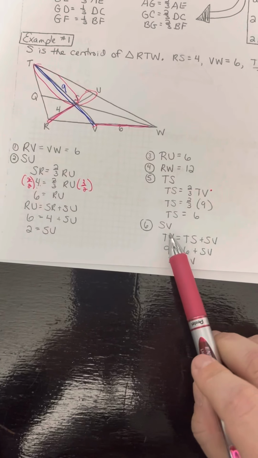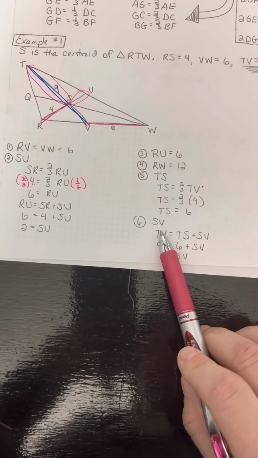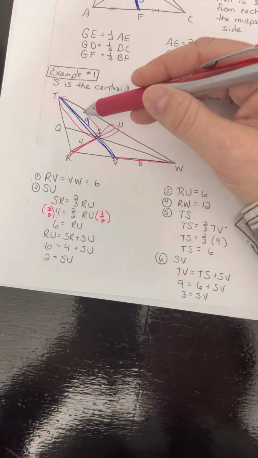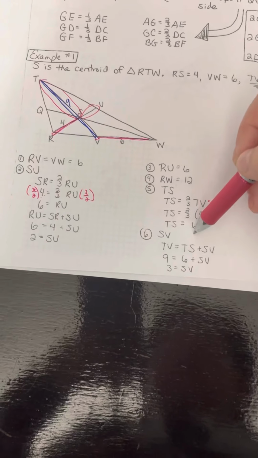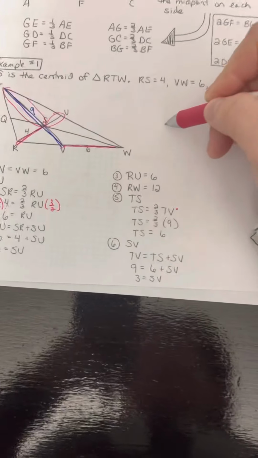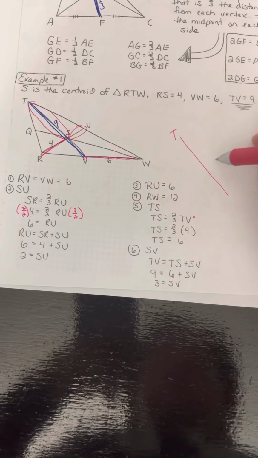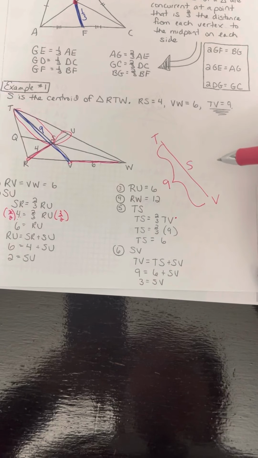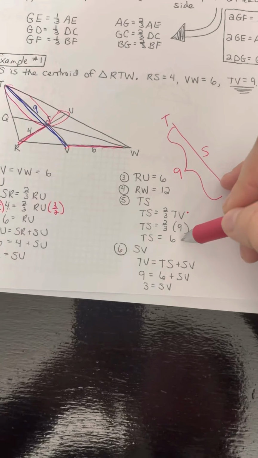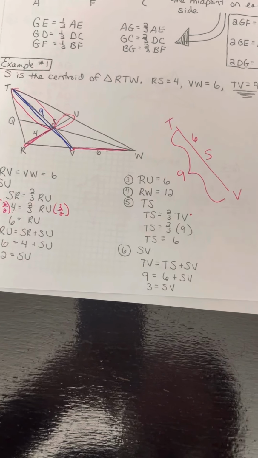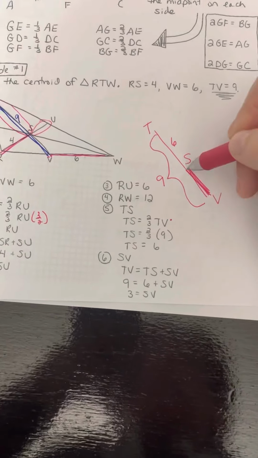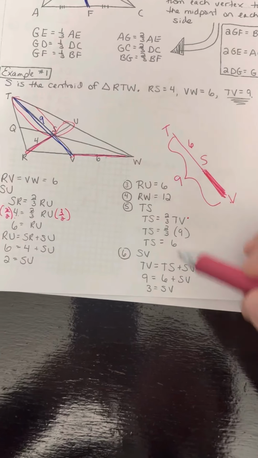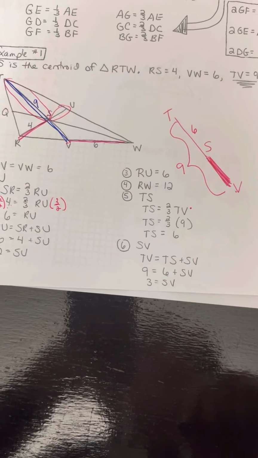And the last example asked you to find SV. Well, my last example helped me with this. TV is 9 and TS is 6, so let me do a quick sketch here. T, S, and V. We know that the entire length is 9. We just figured out from our last example that this is 6. We're asked for this segment. So if the entire thing is 9 and this part is 6, this part has to be 3, and that's where that answer came from.